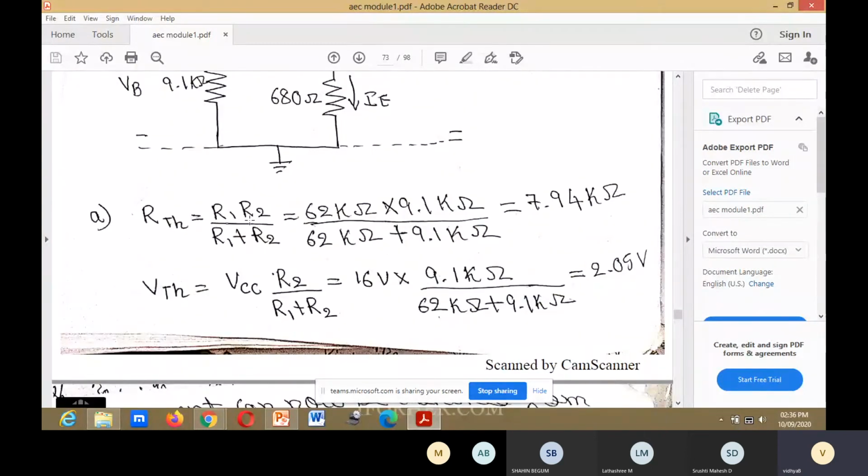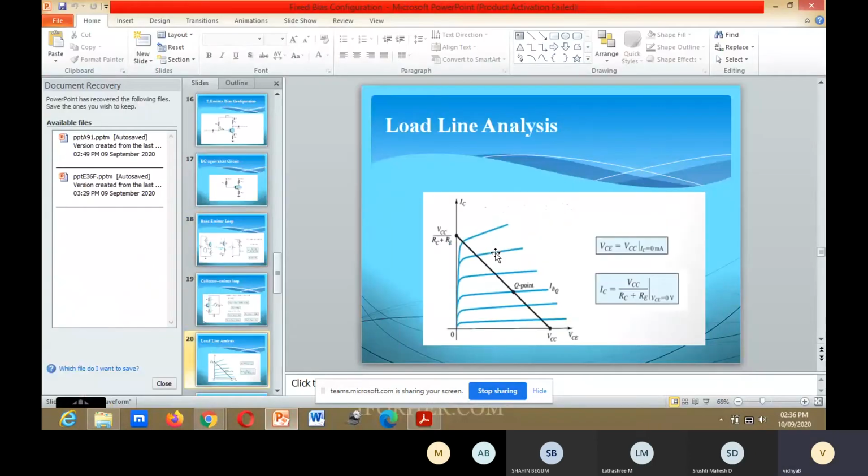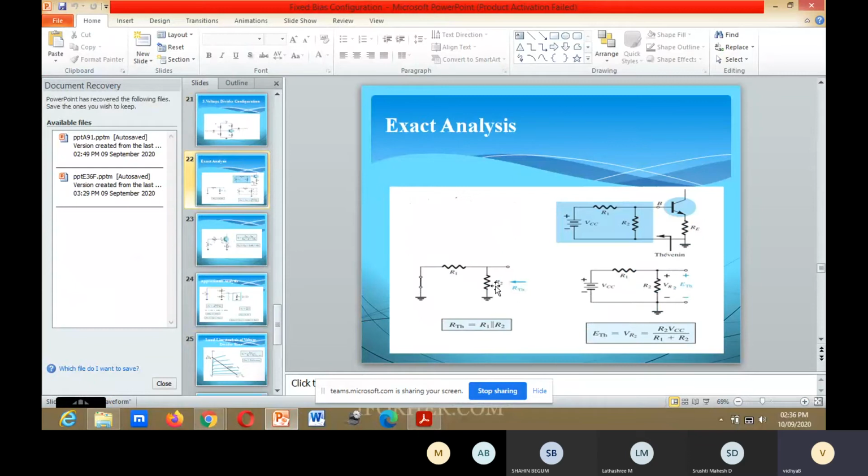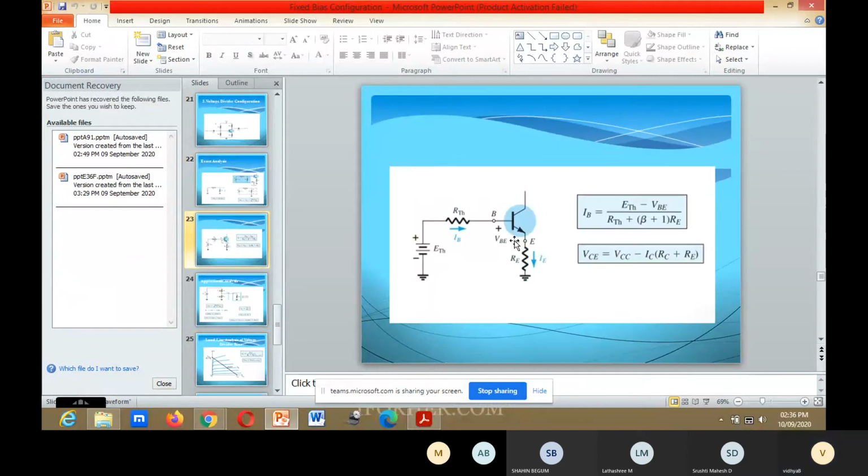RTH. In voltage divider bias, you'll get RTH and VTH. Let us recall that. This is the voltage divider configuration. In the input, there will be two resistances. We will convert them by applying Thevenin's theorem into a single resistance, that is RTH, and we will consider the source as VTH. These are the formulas.